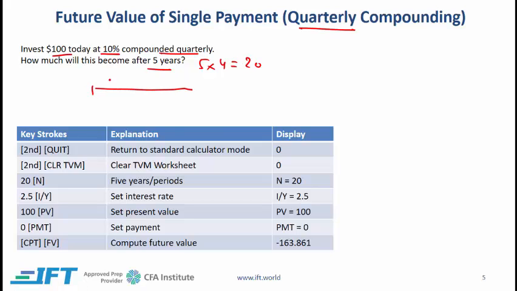So in essence, we are saying that we have $100 at time 0, and what will this become at the end of 20 periods? Now recall that we set our calculator such that payments per year is equal to 1. This means that our interest rate per year is really an interest rate per period, and since the period is 1 quarter, the interest rate per quarter is going to be 10 over 4, which is 2.5.